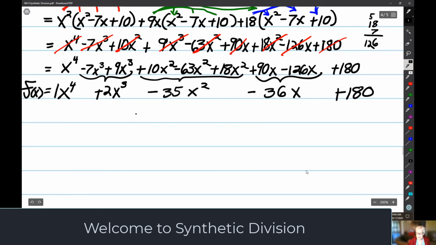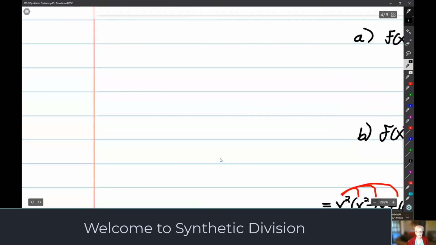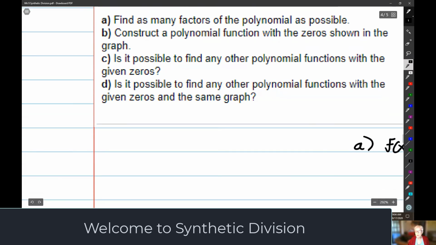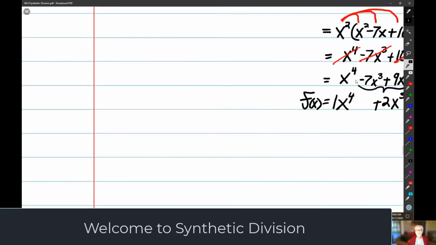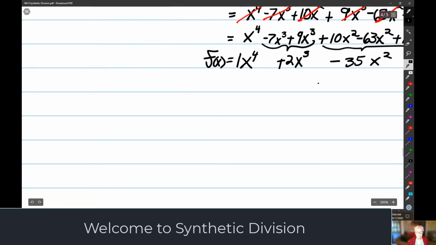Okay, now C. We did A, find as many factors of the polynomial as possible. B, construct a polynomial function with the zeros shown in the graph. We did that. C, is it possible to find any other polynomial functions with those same given zeros? You bet. Yes.